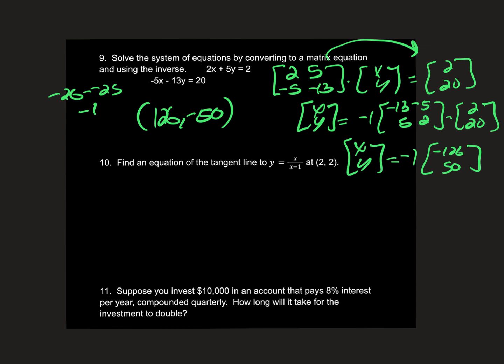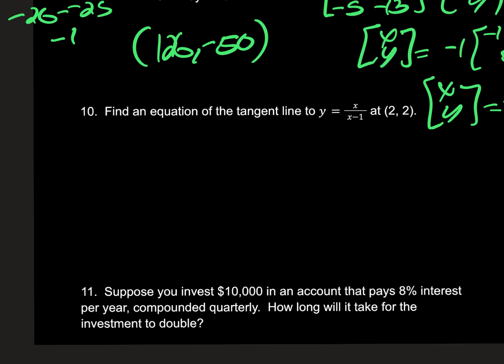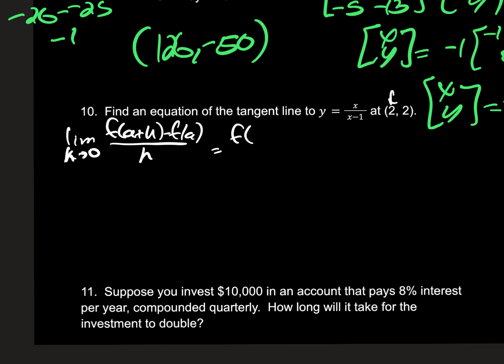Okay, so number 10. Number 10, find the equation of the tangent line. At that point, you need to remember the formula we did for the equation of a tangent line. It's basically the same thing as a derivative. In case you need a quick reminder, we're going to take the limit as h approaches 0 of f of a plus h minus f of a all over h. That's where we're going. And remember, the a is the x coordinate. So I'm going to go f of, switching it around a little bit, h plus 2 minus f of 2.